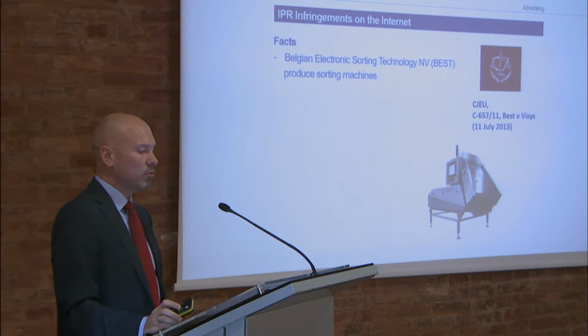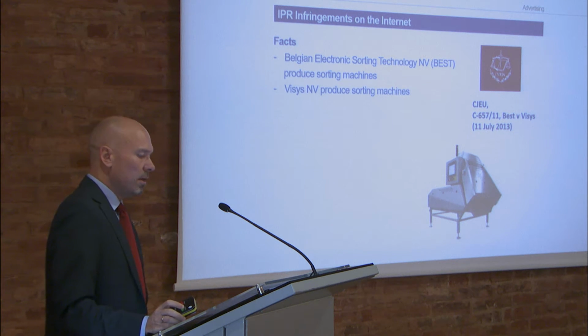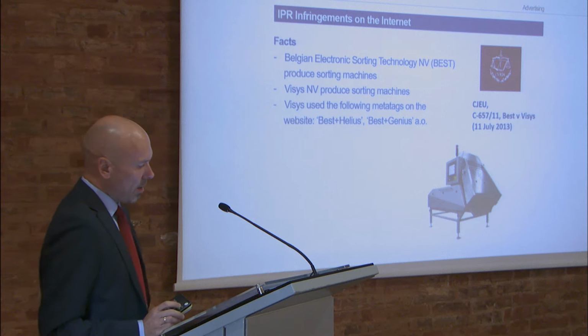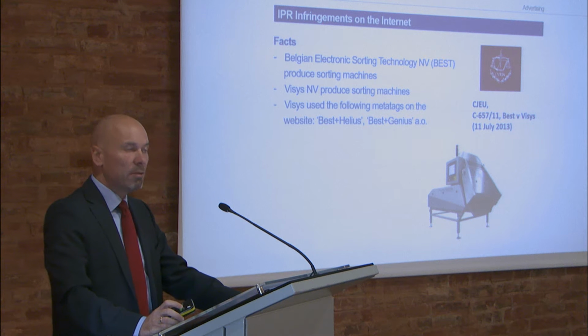One of these issues of using search engines was up in another case before the European Court of Justice that involved these two companies that worked in the area of producing sorting machines. The one company was Best, Belgian Electronic Sorting Technology, that produced these kinds of sorting machines. The other company in the case, VC, also produced sorting machines. Now, VC used the following meta tags on their web page: Best plus Helios and Best plus Genius.